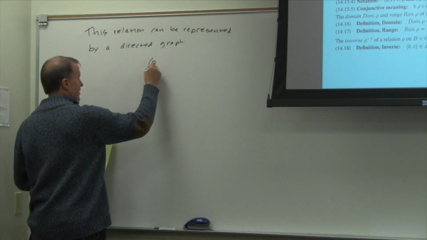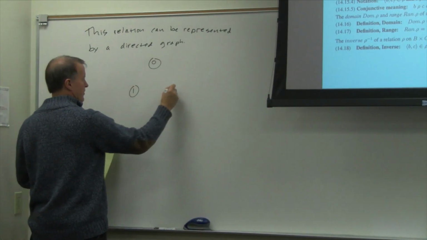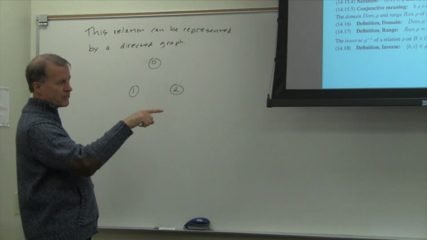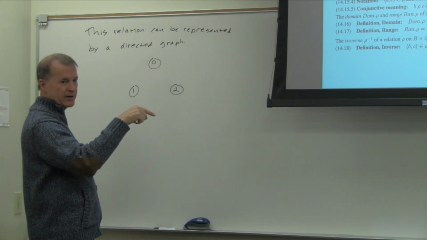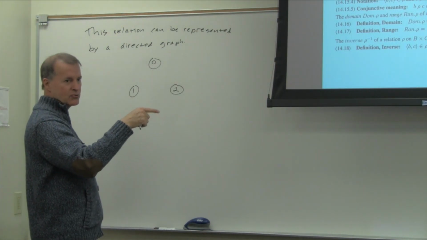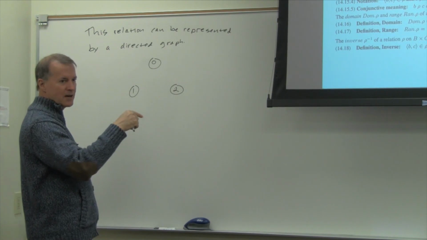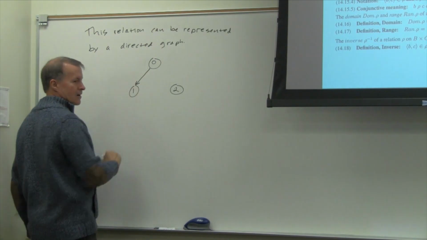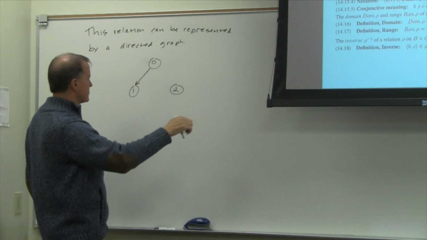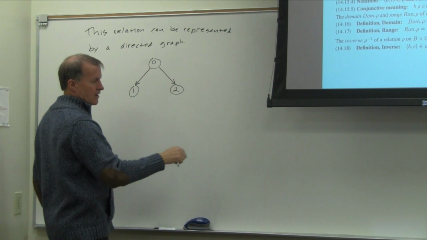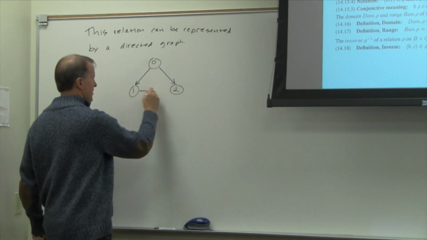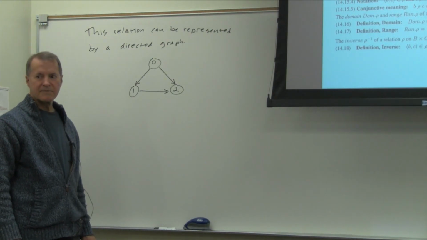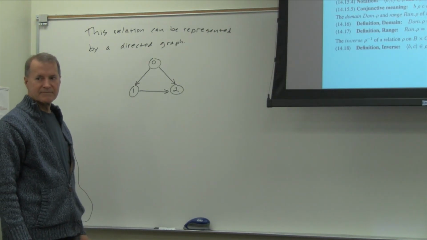We'll put 0 here, and we'll put 1 here, and we'll put 2 here. And what you do is everywhere there is an ordered pair from x to y, you draw an arrow from x to y on the graph. So the 0, 1 is this arrow. Are you with me? And the 0, 2 is this arrow. And the 1, 2 is this arrow. So this is a picture of the less than relation. Are we good?